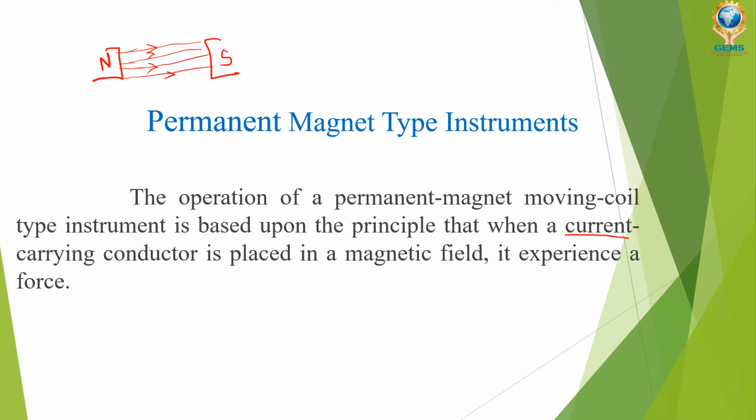Then here, if you keep any current carrying conductor, I have kept a copper wire or any aluminum wire, any conductor, when the current is flowing through like this, the conductor experiences a force. Because of that, it is going to rotate. This force and this principle we are going to use in these meters.